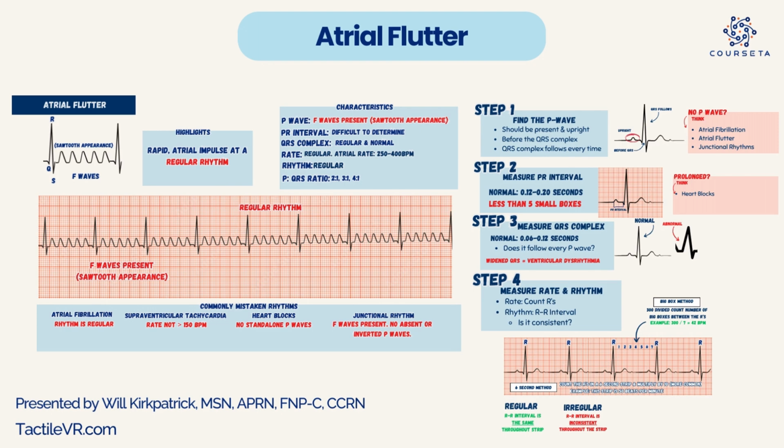All right, so moving on to the actual rhythm, let's measure the R-to-R intervals. And as you guys can see here, another good indicator, if there's the same amount of F waves in between those QRS complexes, then you're most likely having a regular rhythm. All right, but let's measure it out. And as you guys can see here, the R-to-R intervals are consistent. So this is atrial flutter.